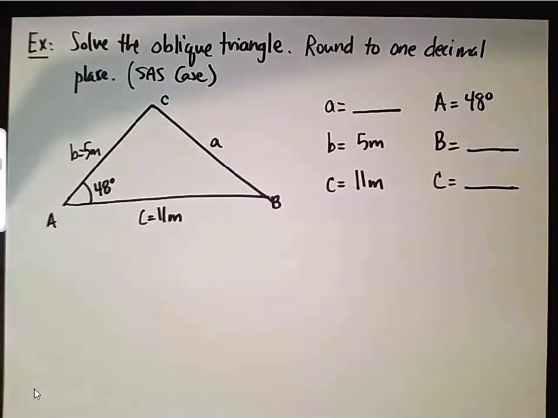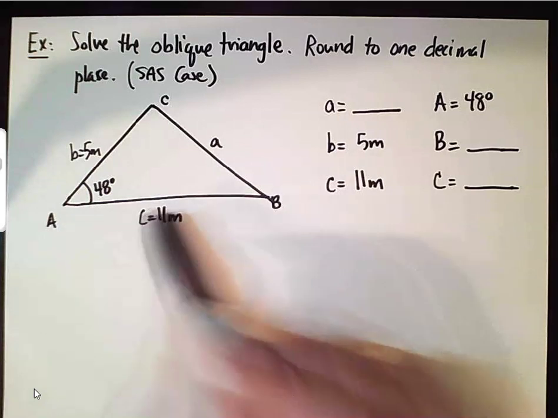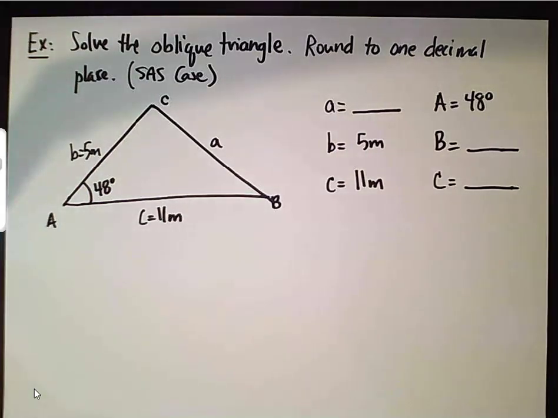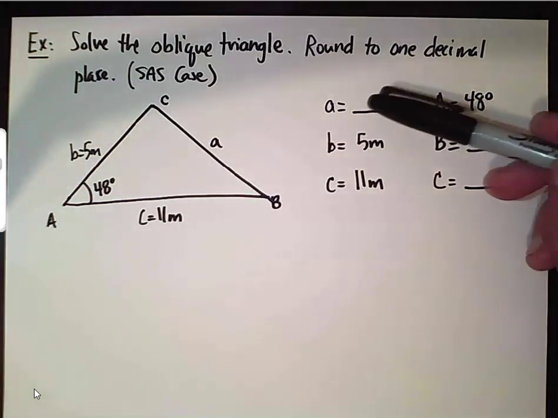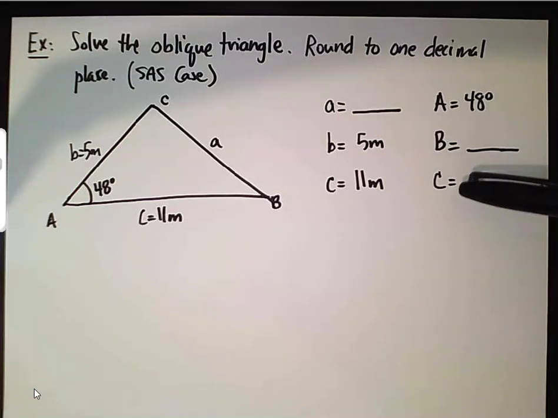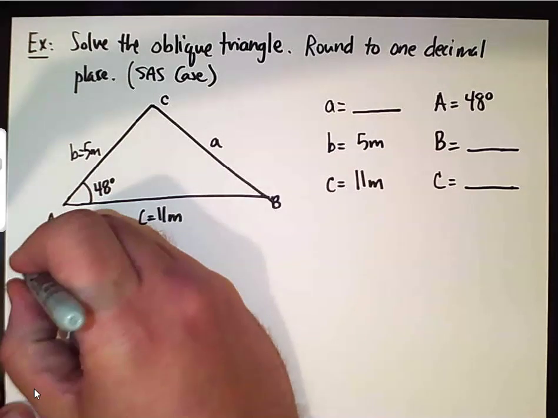So here is a side-angle-side example. We're going to solve this triangle. We know the length of side b is 5 and the length of side c is 11, and we know angle A is 48 degrees. So that is the side-angle-side case. The things we need to find are side a, angle B, and angle C. The first thing we're going to do is find side a.